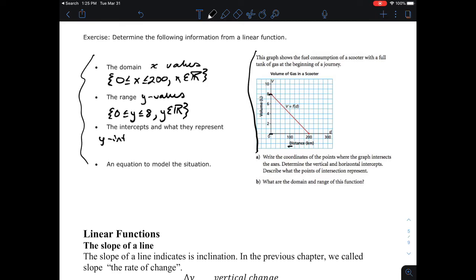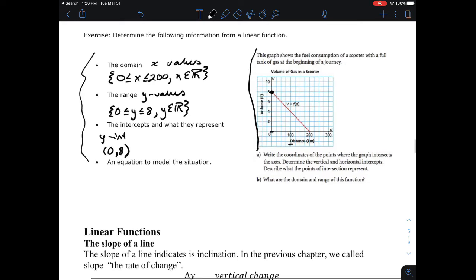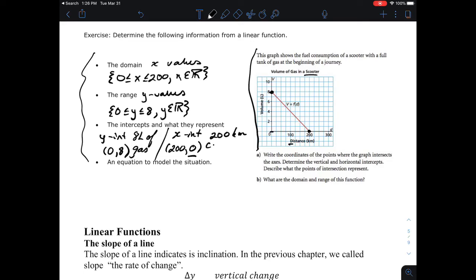The intercepts. So the y-intercept is up here at 8. (0, 8) is the coordinates for that. What does that represent? That represents the tank in this scooter. So there were 8 liters of gas when we started out. And the x-intercept is down here at 200. So (200, 0). This 0 means 0 liters in the tank. So I can go 200 kilometers, driven or ridden or whatever, on this scooter with 8 liters of gas.